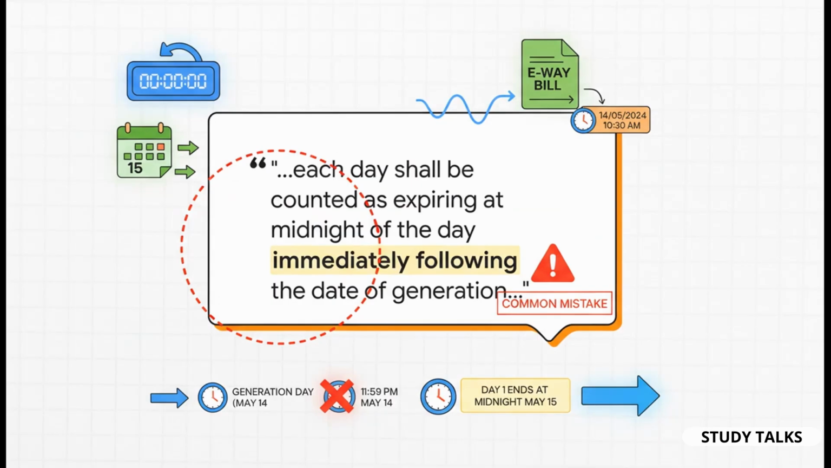But the trickiest part isn't the distance, it's how you count a day. This is super important. The validity starts the moment you generate the bill, but day one doesn't end at midnight on the same day. No, it ends at midnight of the next day. Let me say that again. Midnight of the day immediately following the date of generation. This confuses so many students.